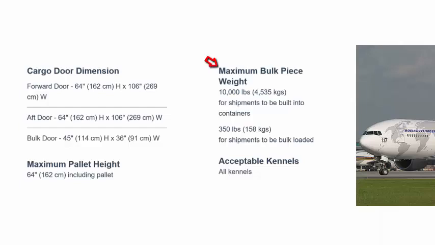On the right-hand side, we see things like maximum bulk piece weight, but this is for containerized cargo and what is called a unit loading device, maximum of 10,000 pounds there. And individual pieces, this is also important to us as importers and freight forwarders too, because an individual piece can't exceed 350 pounds.